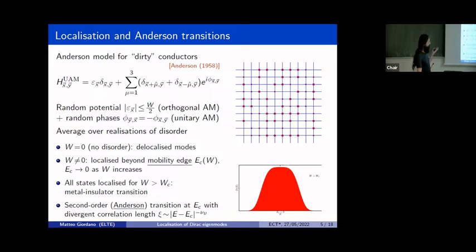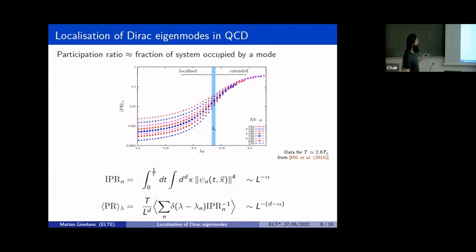That's why I'm mentioning it. All right. Now, the question is, how do you detect localization? Because that was the general picture, but how do you do that in practice? Now, the simplest way conceptually is to just measure how much of the lattice is occupied by a mode.